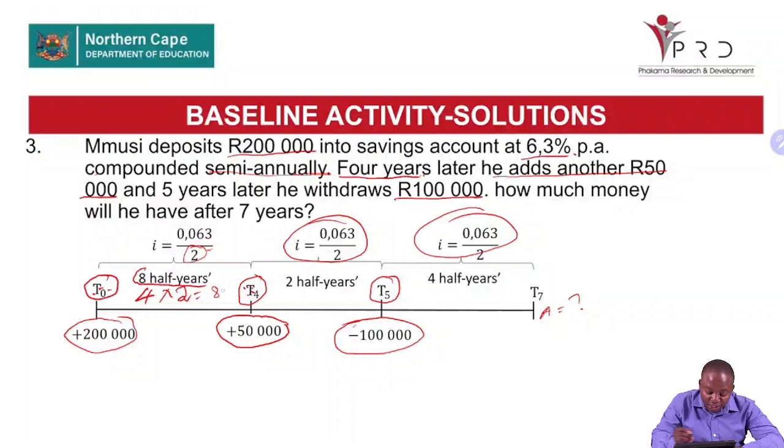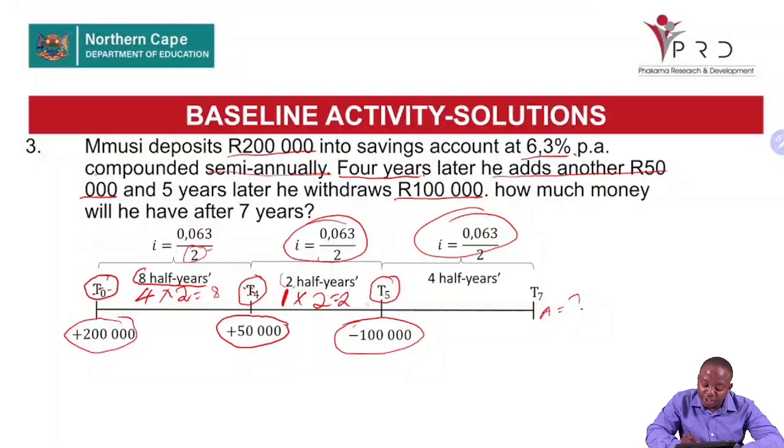We proceed. Let's check between T4 and T5. What is the period from T4 to T5? It's 1, just 5 minus 4. Then we are going to also account for the compounding period. The compounding period is semi-annually. Semi-annually means multiply by 2, which is our half yearly. Then we have 1 times 2 as 2. So we have 2 half years as it is quoted there.